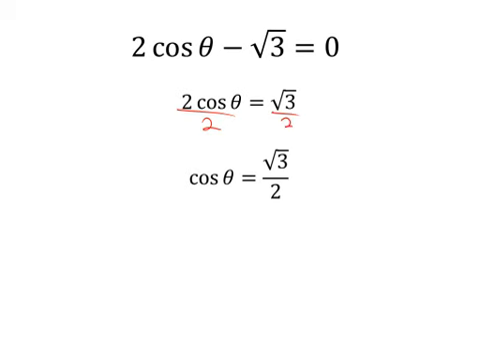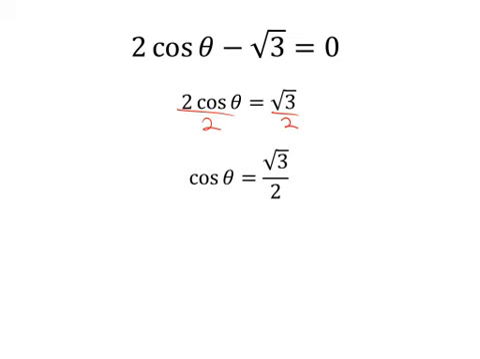Now we have cosine theta is equal to root 3 over 2. And that's all we're trying to do: get cosine theta all by itself. You just use your algebra skills. Adding and subtracting, you do the opposite moving over. If something's being multiplied, you divide it. If something's being divided, you multiply it. So it's basic algebra skills all the way through.